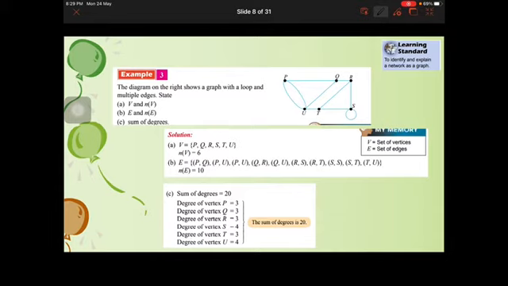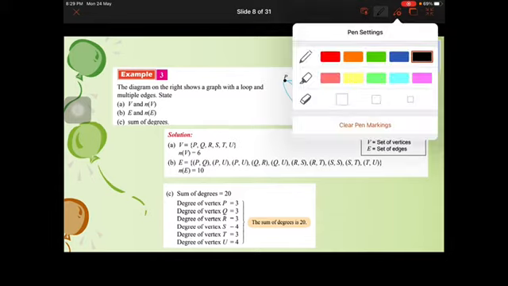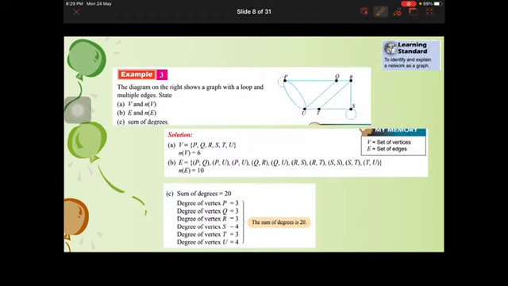Okay, we have 1, 2, 3, 4, 5, 6. So the number of vertices is 6, and the elements for the vertices are P, Q, R, S, T, U. Okay, how about the edges and the number of edges.